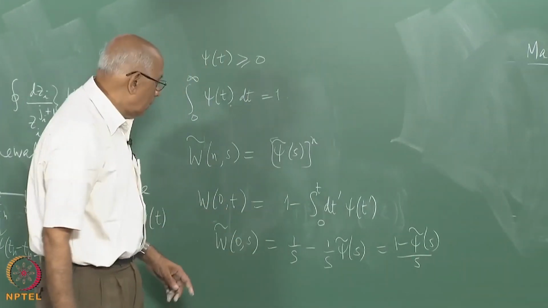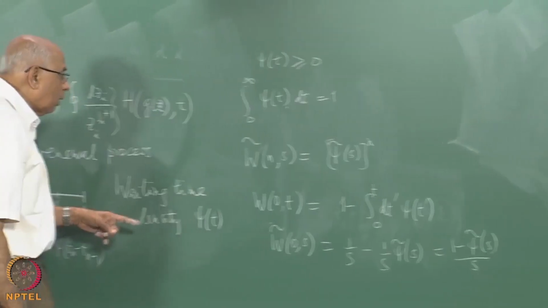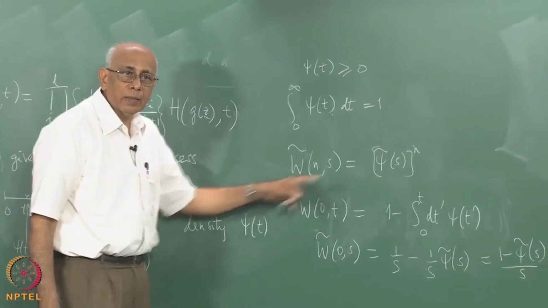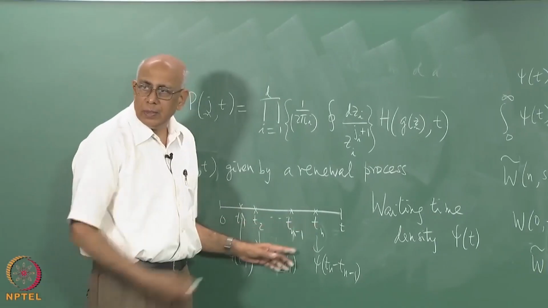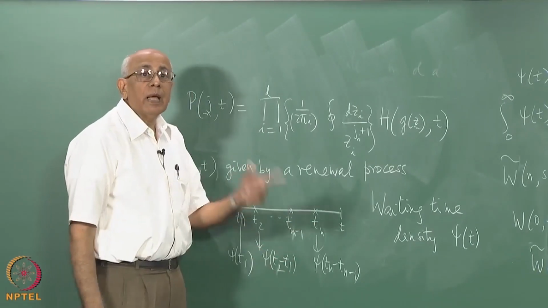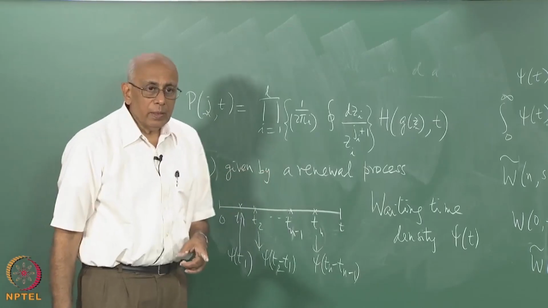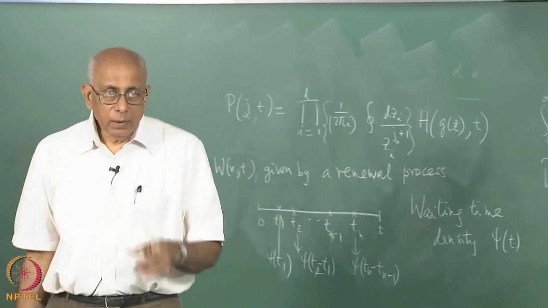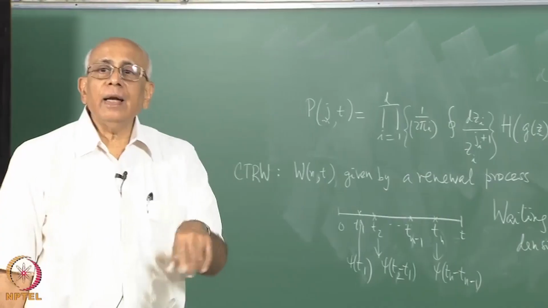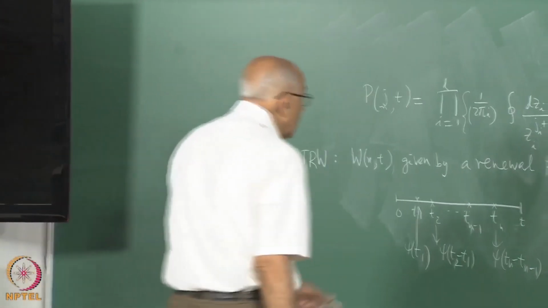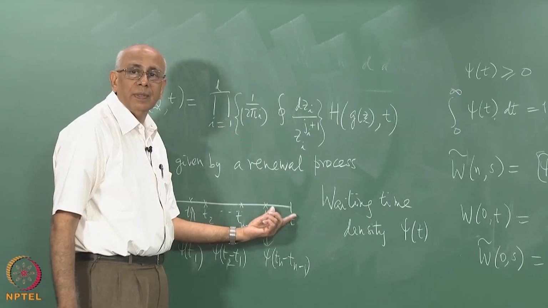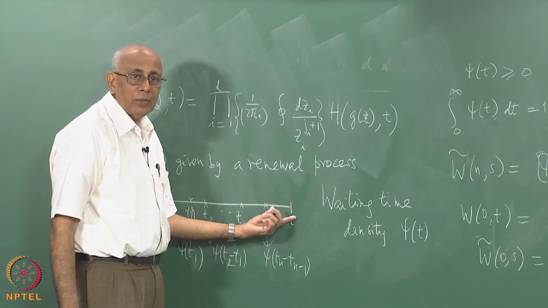Okay. So what is the correct expression now for this W tilde of n comma s? We took into account a jump here, a jump here, a jump here, a jump here with this convolution, but we must be careful. We want W of n comma t, the probability that exactly n jumps have occurred in time interval t. So nothing should happen here, nothing should happen here.